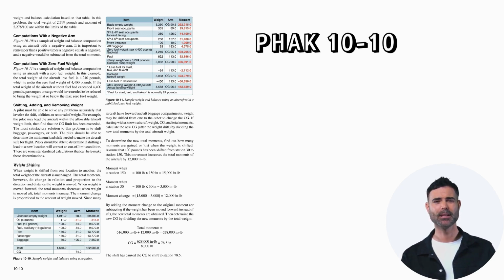Computations with zero fuel weight. Figure 10.11 is a sample of weight and balance computation using an aircraft with a zero fuel weight. In this example, the total weight of the aircraft less fuel is 4,240 pounds, which is under the zero fuel weight of 4,400 pounds. If the total weight of the aircraft without fuel had exceeded 4,400 pounds, passengers or cargo would have needed to be reduced to bring the weight at or below the max zero fuel weight.